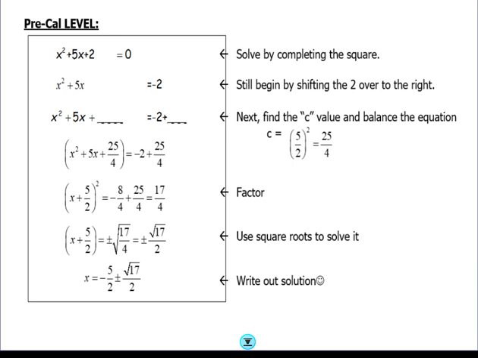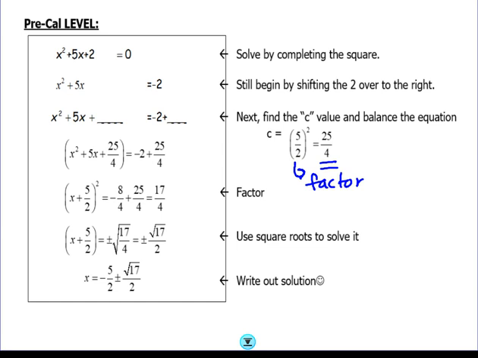All right, same process. I isolate it, and then I found c is half of b squared, but I ended up with a fraction. So I'm adding 25/4 to both sides. All right, I factored. Now here's where you really need to realize that half of b gives you your factor. So when I factor x squared plus 5x plus 25/4, I'm going to get x plus 5/2 squared. And then negative 2 plus 25/4 is 17/4. We square root both sides, remembering our plus or minus, and then we subtract the 5/2.